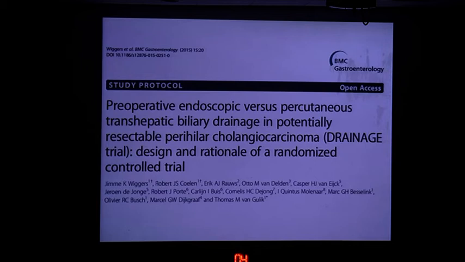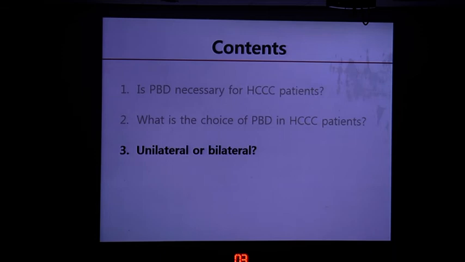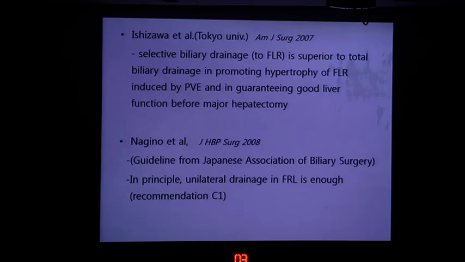So in 2015, a multi-center trial, the name is DRAINAGE trial, preoperative endoscopic versus percutaneous transhepatic drainage in potentially resectable perihilar carcinoma. They compared these two routes, so we can get very valuable results several years later. Lastly, unilateral drainage, you know this one. Now, we know that unilateral is sufficient.